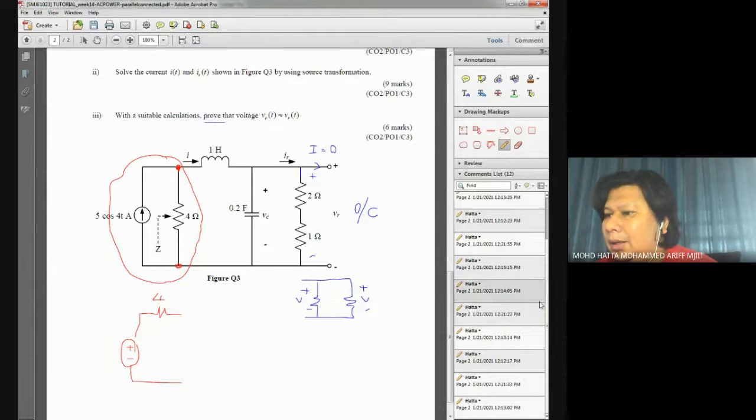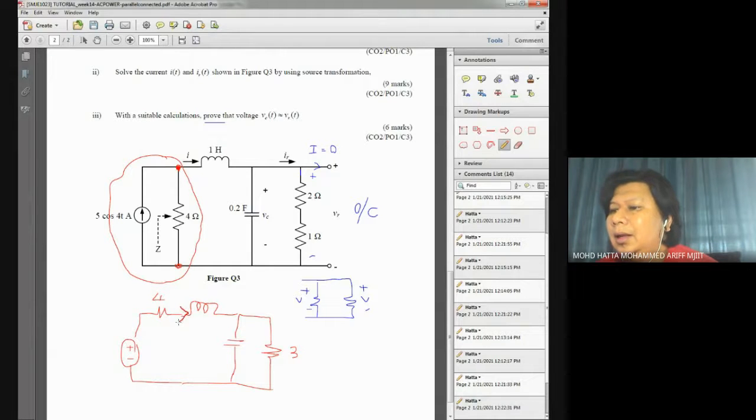In this case, we have the second part on the right hand side, where we have the inductor connected, and also the capacitor and the resistor. Maybe I combine the two resistors into one resistor, and this value should be 3 ohms. And the current that we are trying to calculate is the current over here.